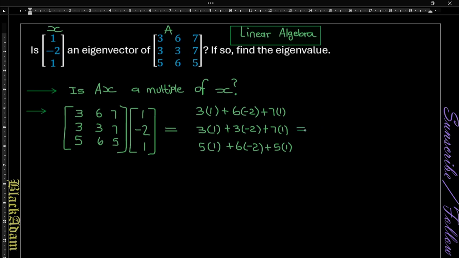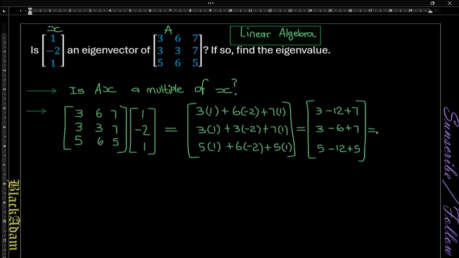So that gives us: 3 times 1 is 3, 6 times negative 2 is negative 12, 7 times 1 is 7; 3 times 1 is 3, 3 times negative 2 is negative 6, 7 times 1 is 7; 5 times 1 is 5, 6 times negative 2 is negative 12, and then 5. Those are the results, and now we add to get the 3x1.